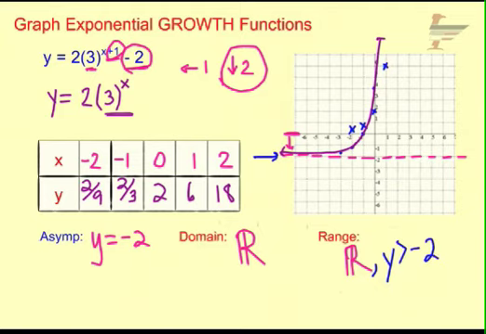It's not going to be greater than or equal to because that's the asymptote. We don't ever touch this line. We're just going to slowly get closer and closer and closer to it. So y is going to be greater than -2. And there is graphing an exponential growth function.